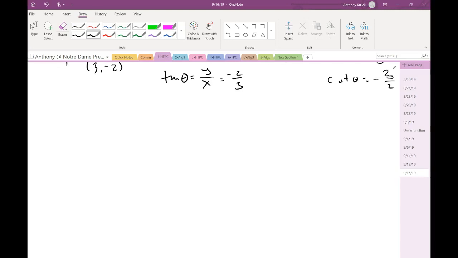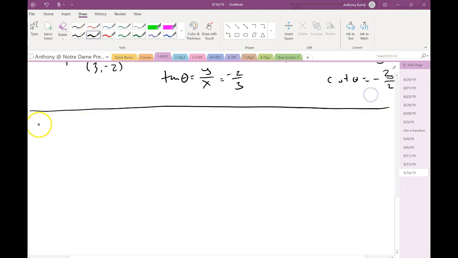rotation, and then we had expanded our definitions of sine, cosine, and tangent so that they would be in terms of coordinates of a point on the terminal side of an angle, rather than defining them as side lengths in a right triangle.